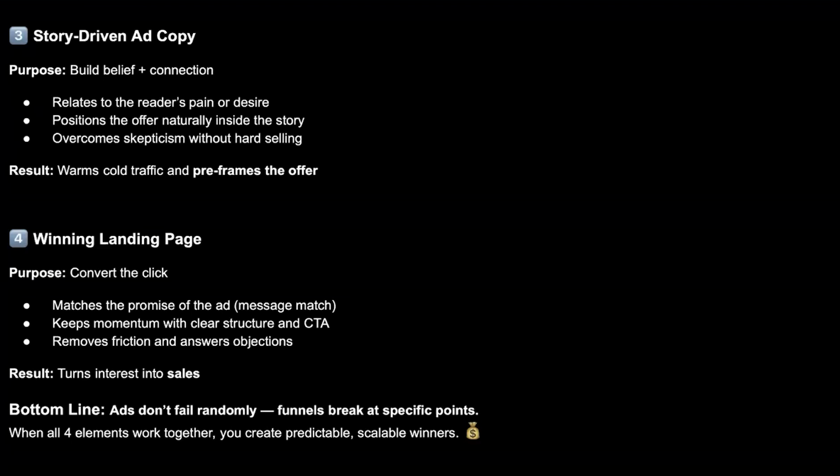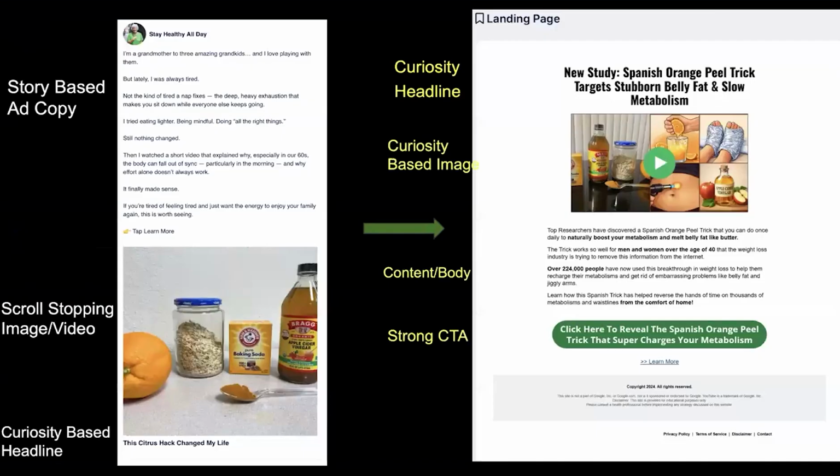So bottom line here is ads don't fail randomly. Funnels break at specific points. And your funnel constitutes these four things: your curiosity-based creative, which is your image or your video, your curiosity-piquing headline, your story-based or curiosity-based ad copy, and then your winning landing page. Those are the four components of your ad, okay? And when all four elements work together, you create predictable, scalable, winning ads, okay? So again, really important to remember that these really are the four components of a winning ad.